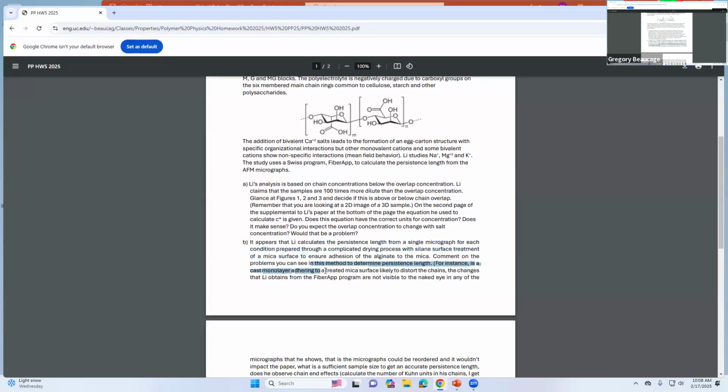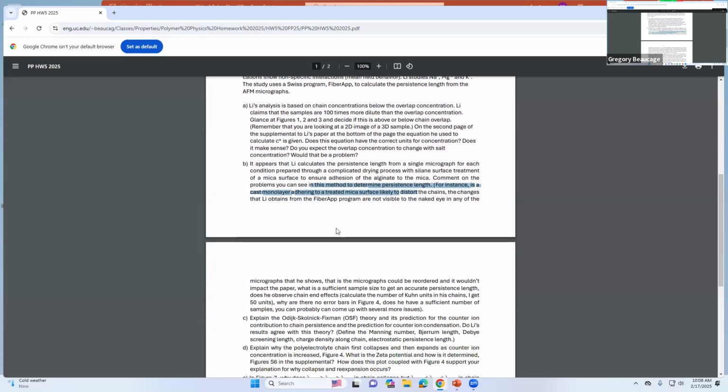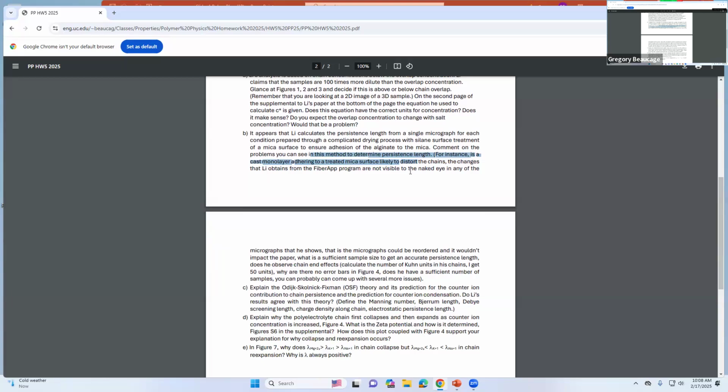Comment on the problems. Oh, the problems with this. I listed a bunch of problems, right? So the first thing is the program's calculating the Kuhn length, the persistence length, which is like half the Kuhn unit, whatever.